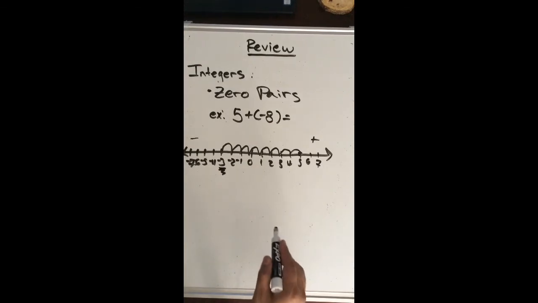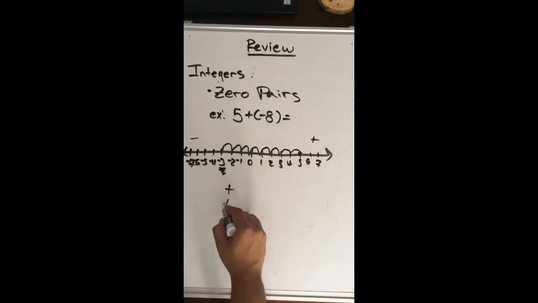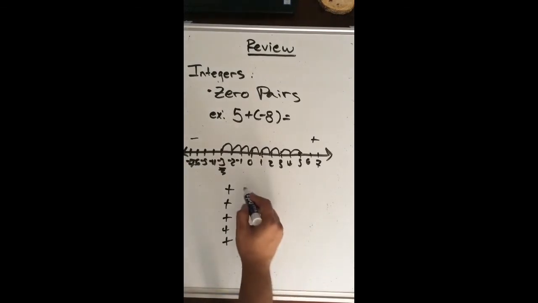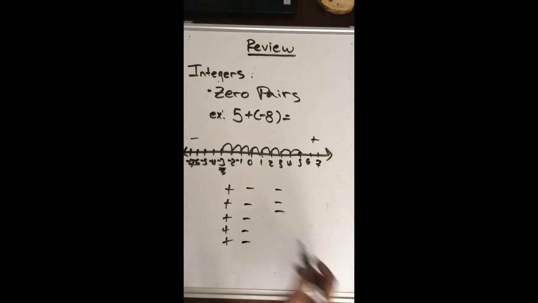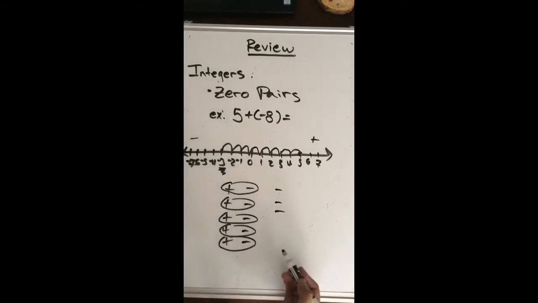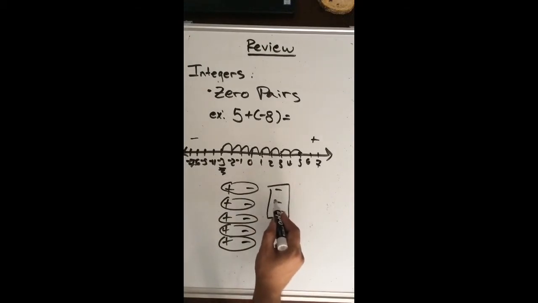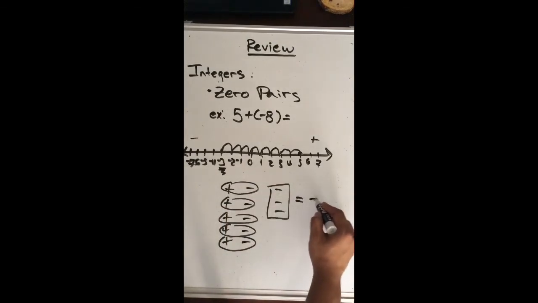Well, to double check that, let's try doing our positives and minus signs here. So we have positive 1, 2, 3, 4, 5. The negative 1, 2, 3, 4, 5, 6, 7, 8. Then I have 1, 2, 3, 4, 5 zero pairs. And then I'm left with these 3 negatives. So using my zero pairs, this has got to be -3. So it checks out.